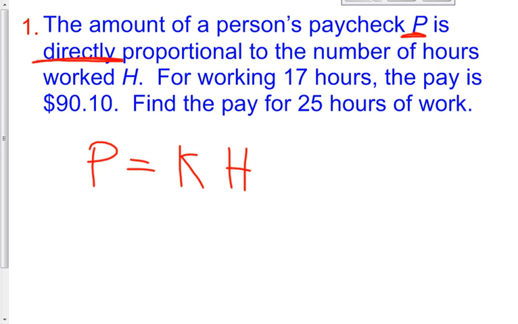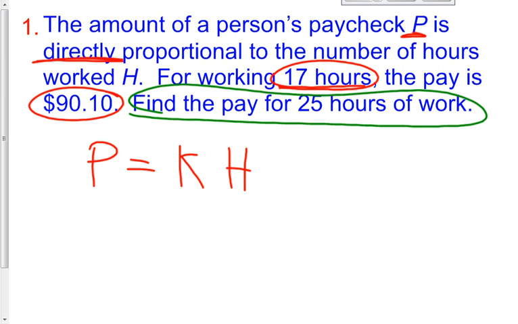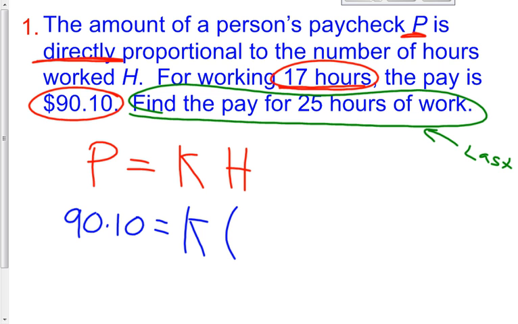Alright, this guy works for 17 hours, and guess what he got paid? $90.10. So this part we're going to do second: find the pay for working 25 hours. Well, first we have to find our constant of variation. So let's do the red information first. So P, which is the pay that you earn, $90.10, equals K, our constant of variation, times the amount of hours worked. How many hours were worked? There were 17 of those hours.